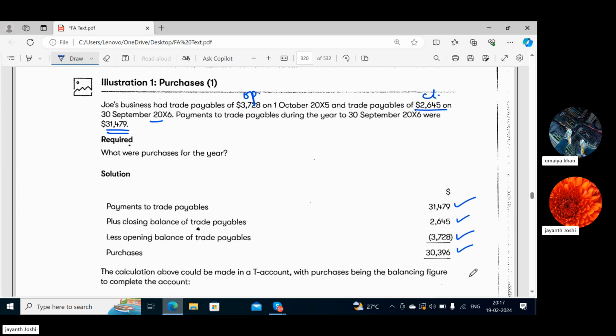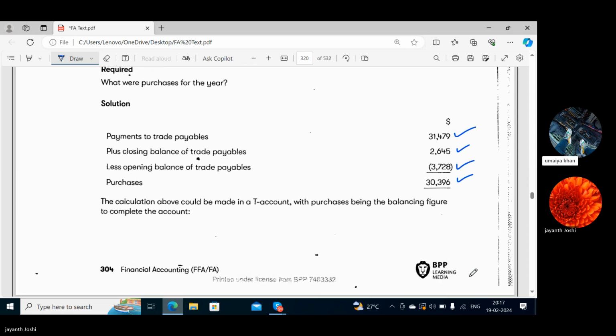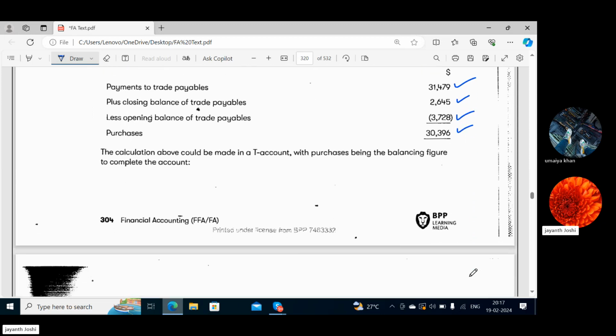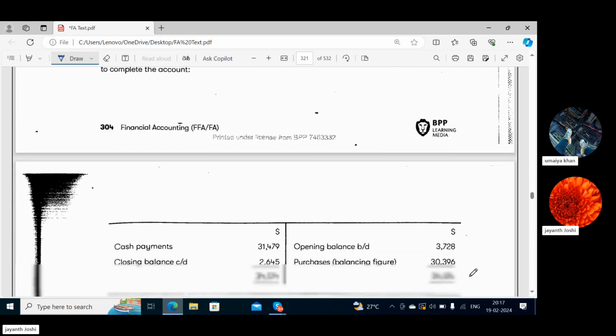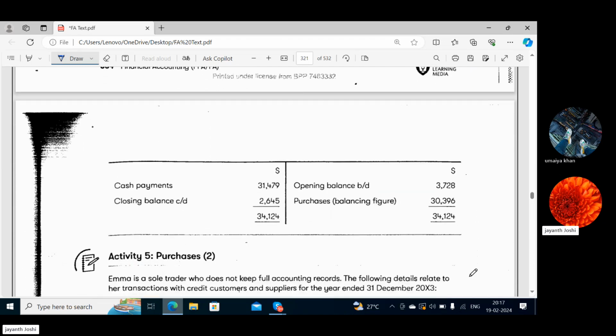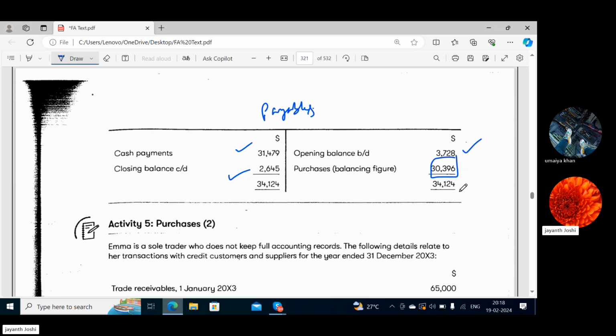Now we'll move to your second part. This is again cross-verified by preparing a T account and getting the balancing figure. So we got the same answer. This is a T-shape account of payables. Since payable is a liability, opening balance will come on the credit side, closing balance will come on the debit side, payments made on the debit side, and we get a balancing figure called purchases.